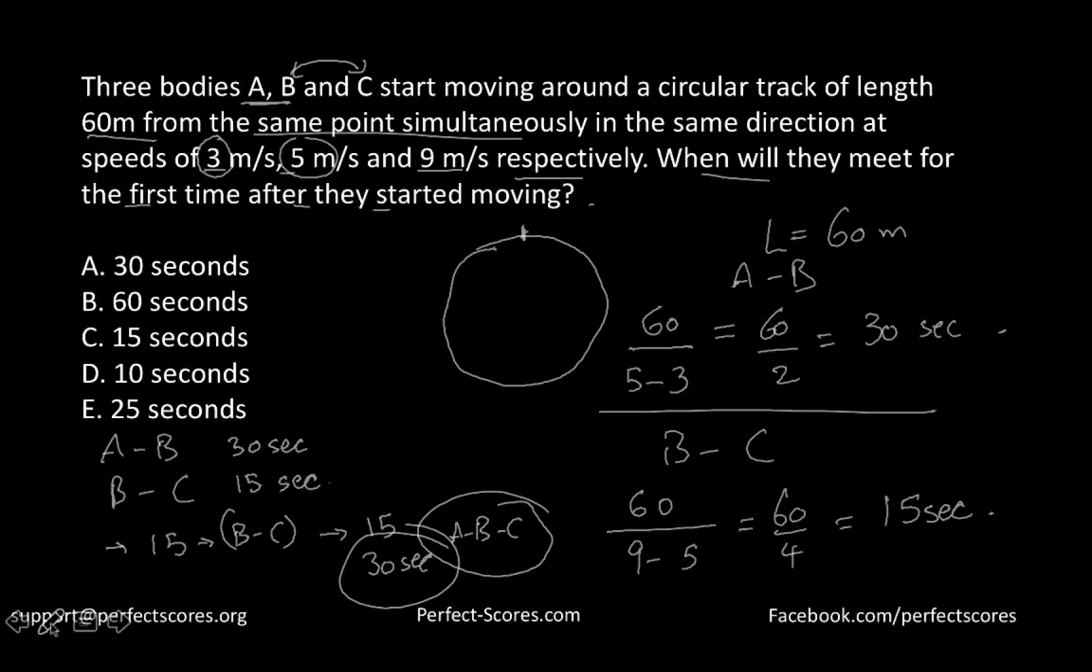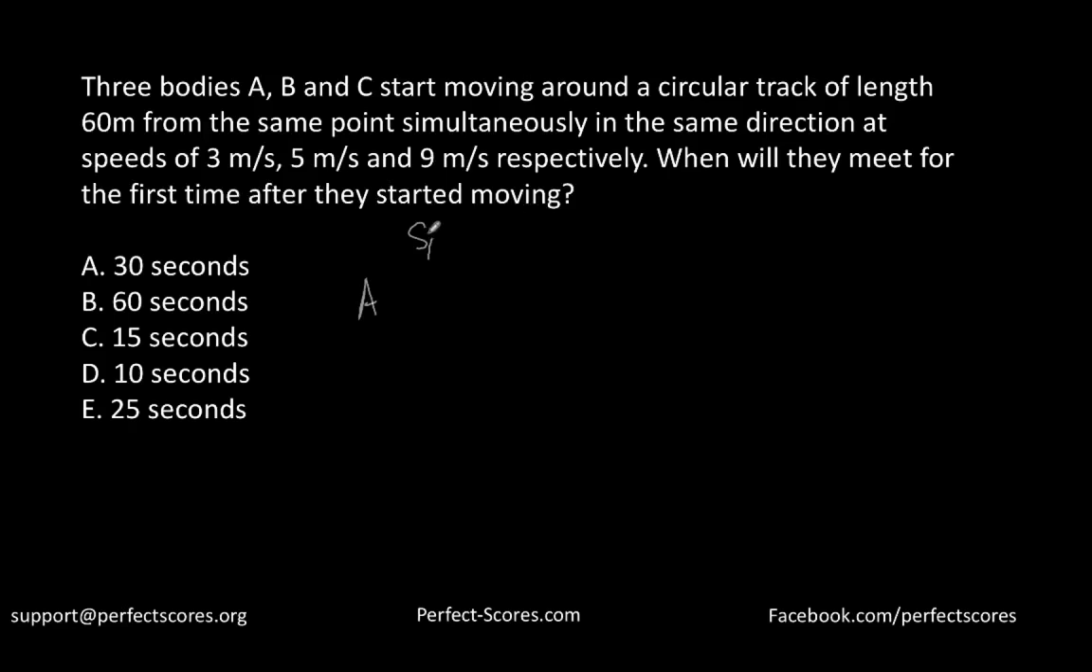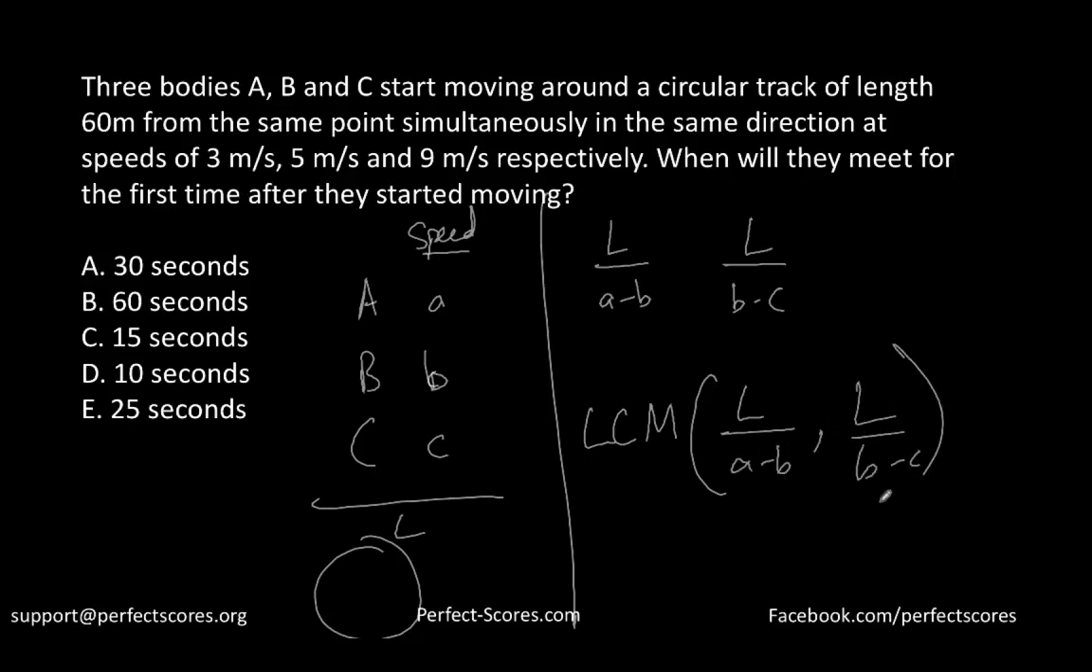So if I just want to generalize this, let me just go ahead and delete that. I would say that if you have three people with their respective speeds A, B, and C, and the circular track has a length of L meters, and they want to meet each other, when will they meet each other for the first time? A and B will meet each other after this much time. B and C will meet each other after this much time. So they are both going to meet each other at the LCM of this and this. So this is how you find out after how much time they will meet each other.